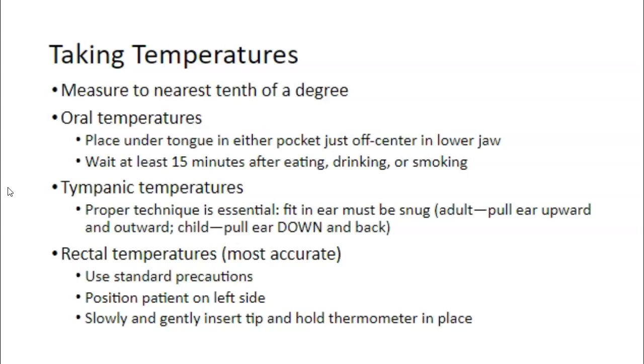And once again, rectal temperatures, this is the most accurate. You have to use standard precautions. Generally, you place the patient on the left side, and you have to slowly insert the tip, hold the thermometer. You're going to put a little bit of KY jelly or some sort of gel on there. You're going to go about a half inch for infants and children and no more than an inch for an adult. Okay, and it's very important to hold that in place. It can be a little difficult sometimes when you have a wiggly infant, but if you do peds, they will definitely go through and show you how to do that.